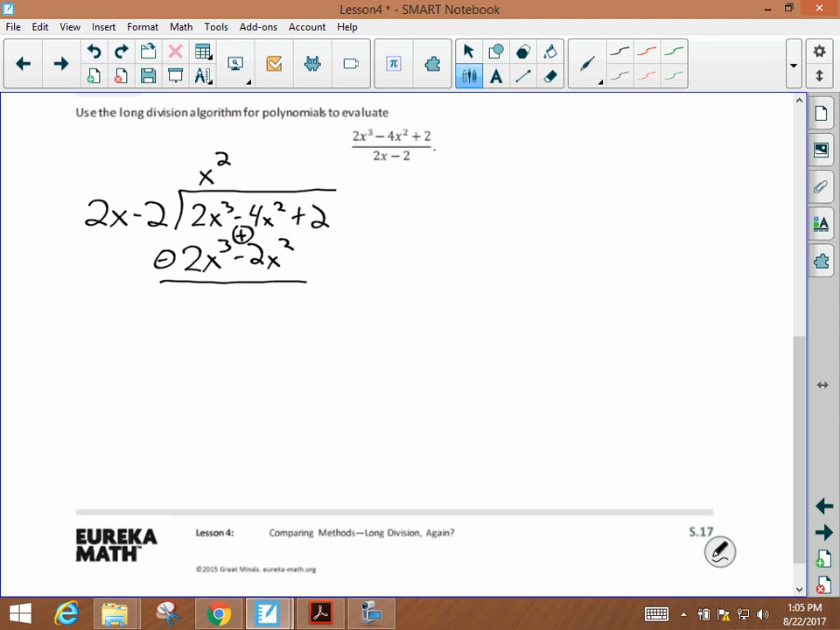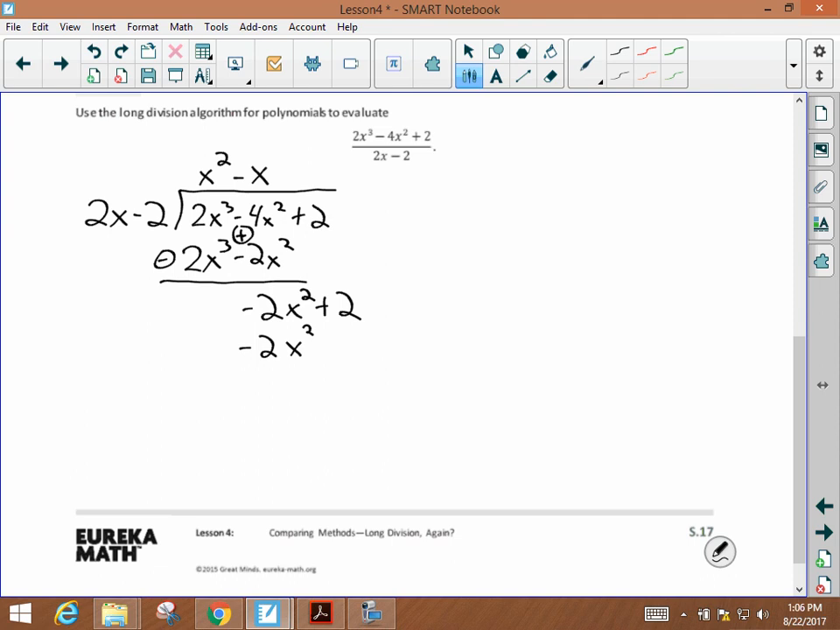The 2x cubes, of course, go away. That's what we wanted. Negative 4x squared plus 2x squared will be negative 2x squared. I'm going to drop down the 2. There we go. And then I need to think to myself, what is negative 2x squared divided by 2x? Or, what do I multiply 2x by to get negative 2x squared? Well, that's going to be negative x, right? And when I distribute that, I wind up with a negative 2x squared. Negative x times 2x is negative 2x squared.